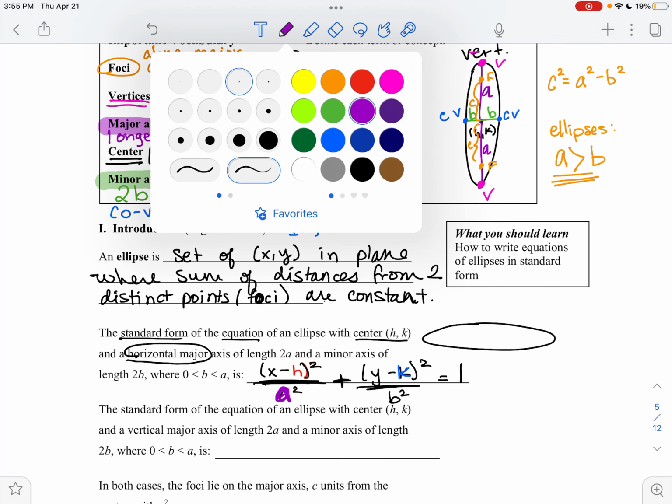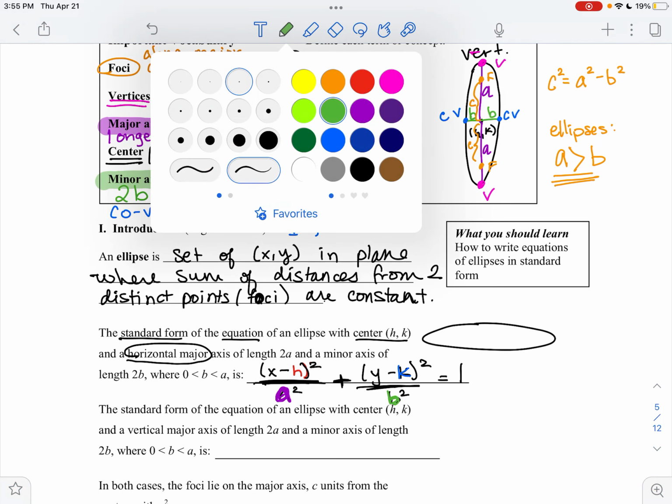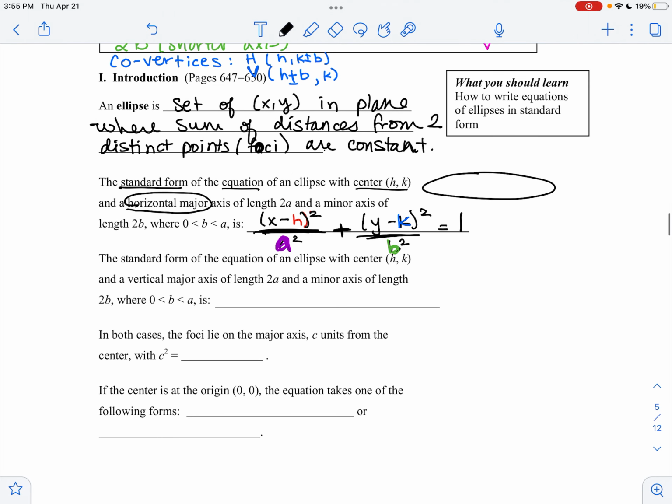And we used green for B. Okay. And then the standard form of an equation for the center of h comma k with the vertical major axis. Remember, this is a vertical ellipse where this was the horizontal. Let's go ahead and write that one out.